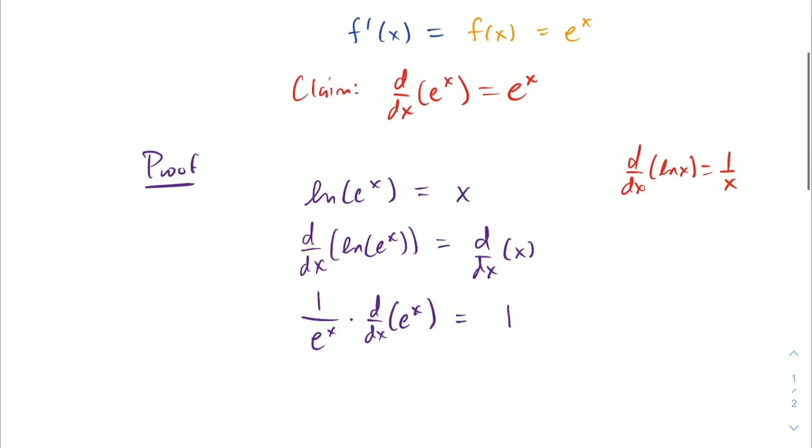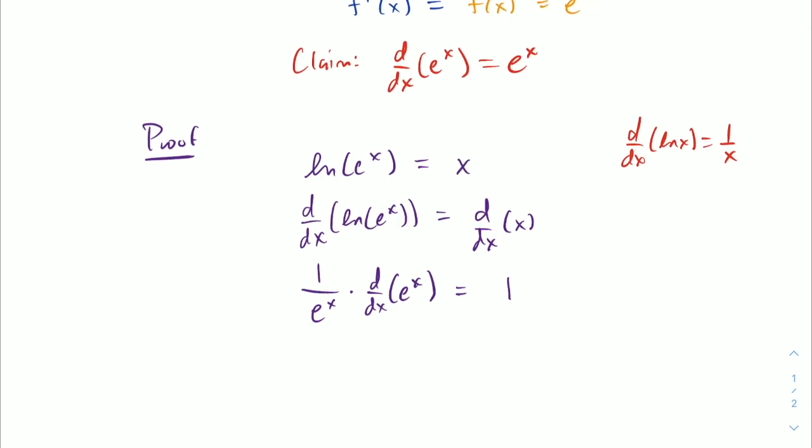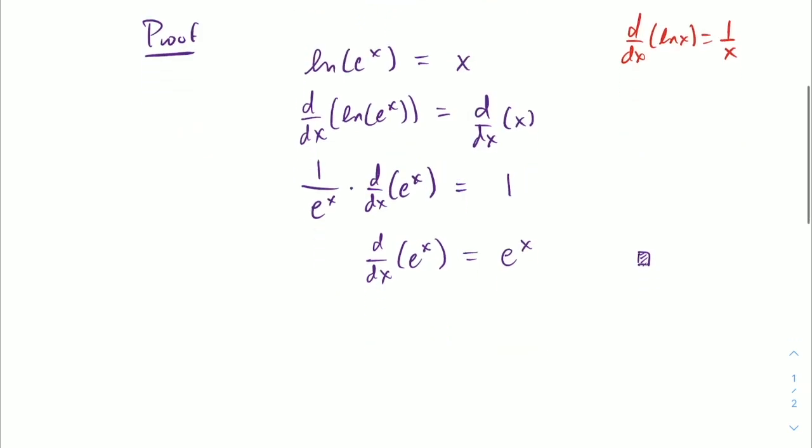We don't know the derivative of e to the x. That's what we're trying to find. So what I'm going to do is isolate this derivative by multiplying both sides by e to the x. And now I have that the derivative of e to the x equals e to the x. And my proof's done.